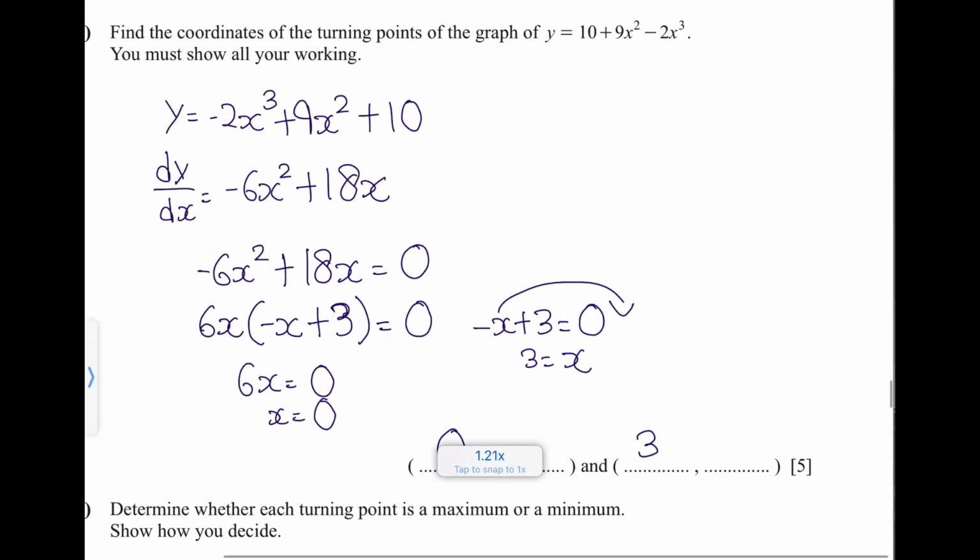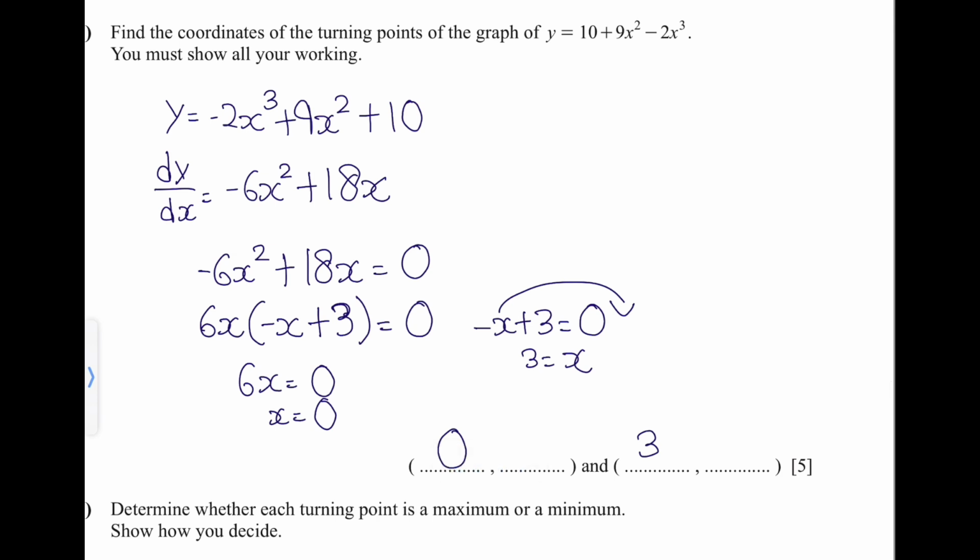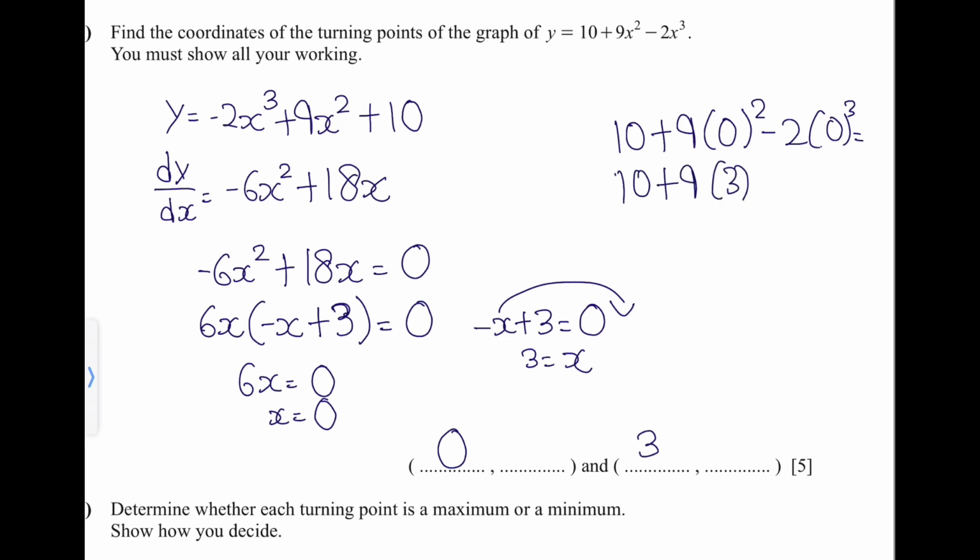Now you just got to find the y values. How will you find the y values? By doing this. So I'm going to do it here. 10 plus 9(0) squared, minus 2(0) cubed, and 10 plus 9(3) squared, minus 2(3) cubed. Just putting these values back into the equation.